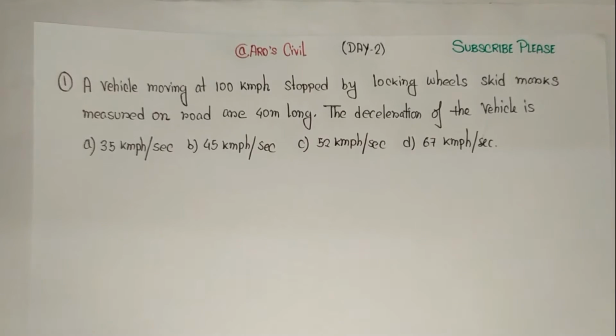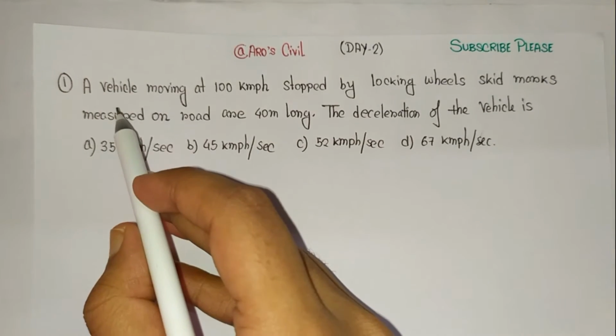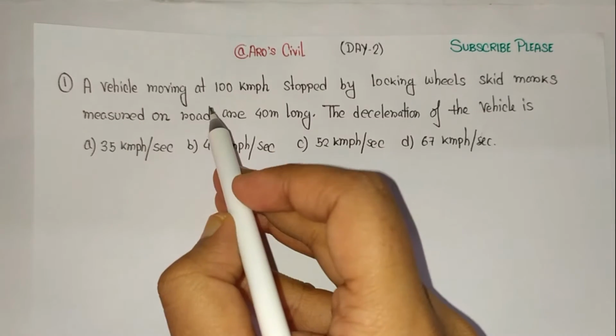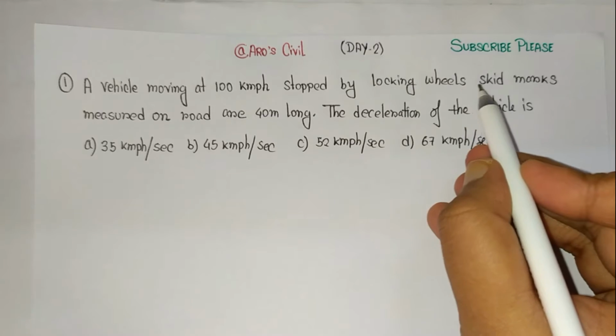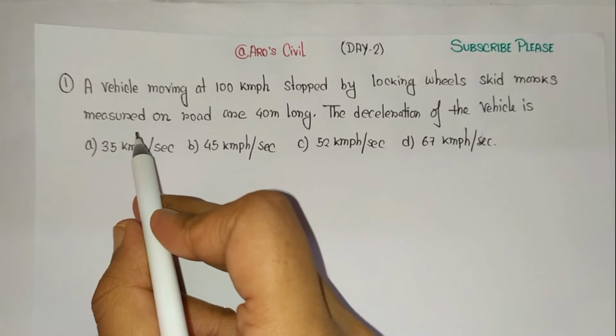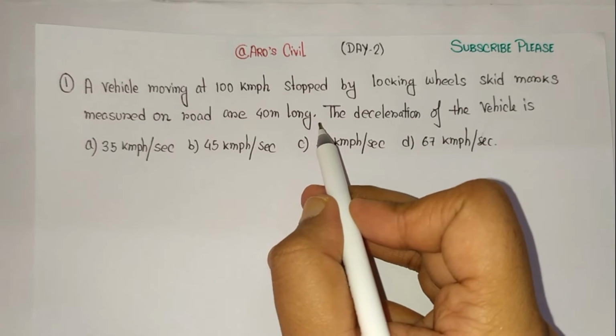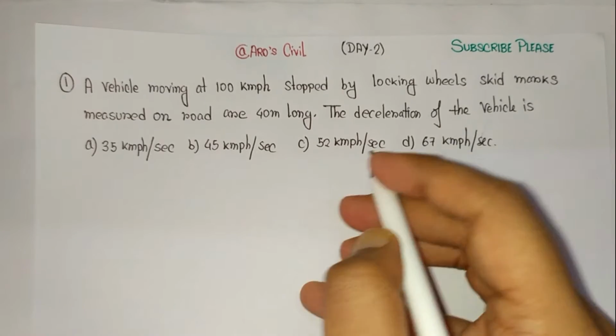So without wasting time, let us solve the first question of this day. A vehicle moving at 100 km per hour is stopped by locking wheels. Skid marks measured on the road are 40 meter long. The deceleration of the vehicle is.